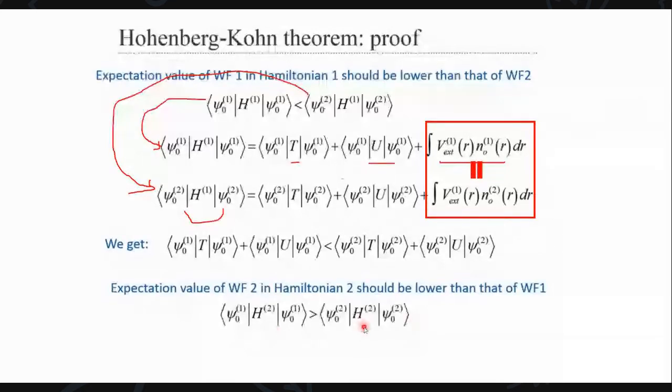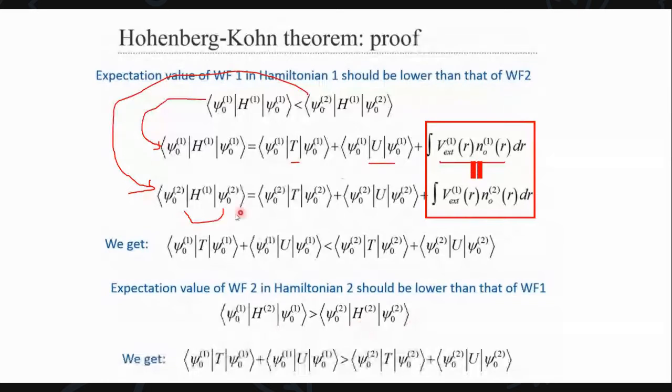So again, I can write that the total energy for the expectation value of the kinetic energy and potential energy using wave function 1 is larger than the energy corresponding to the expectation value of kinetic energy and potential energy using wave function 2. So I have a condition like this now.